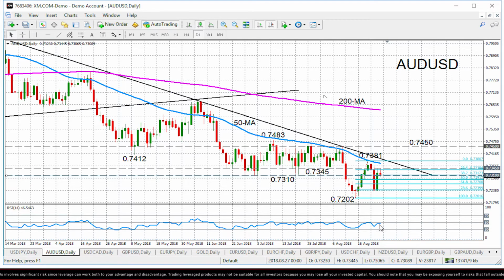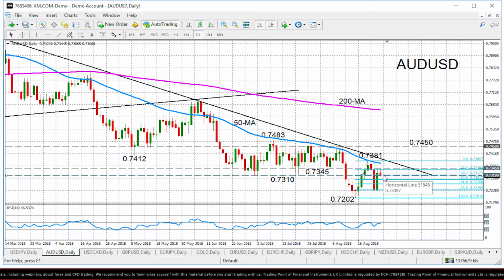RSI is flat just below the 50 neutral level. At the moment, prices are confined between the 23.6% and the 38.2% Fibonacci retracement of the up leg from 0.72 to 0.7381. So the immediate support is around 0.7310. That's near the 38.2% Fibonacci. That's been a previous key support level.